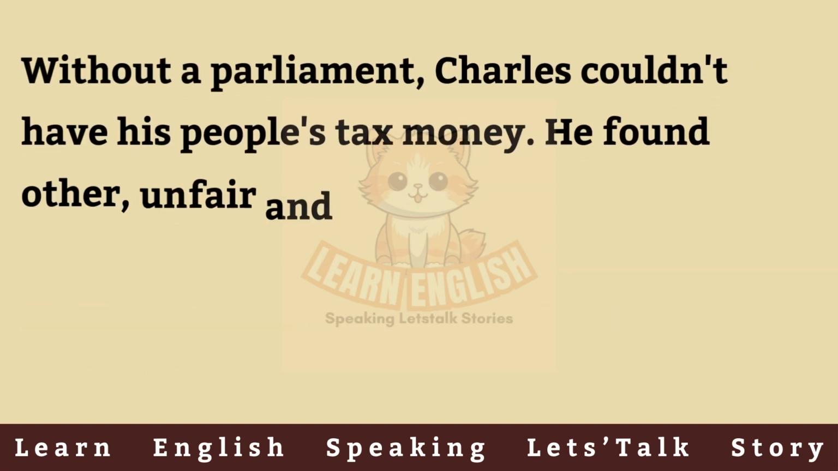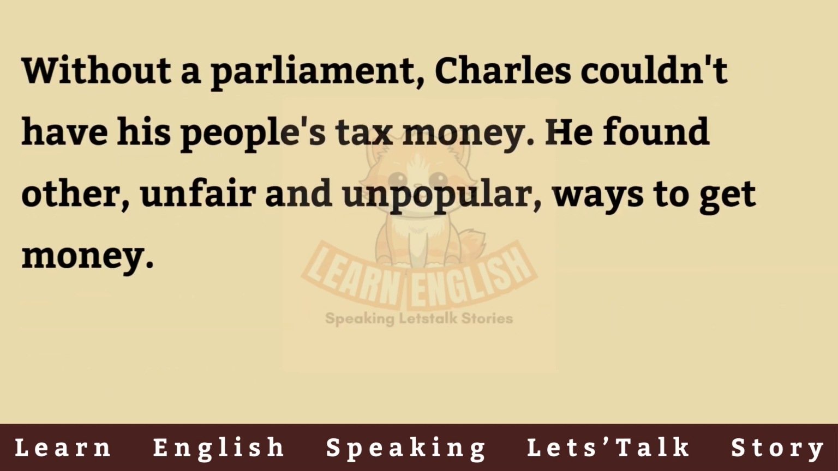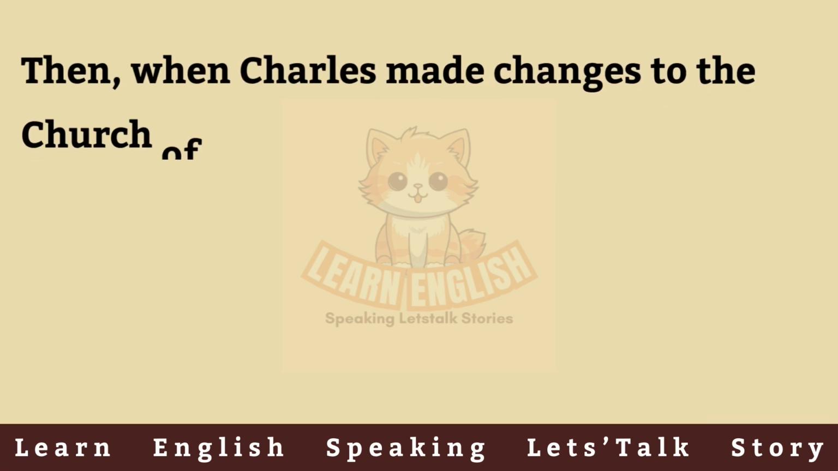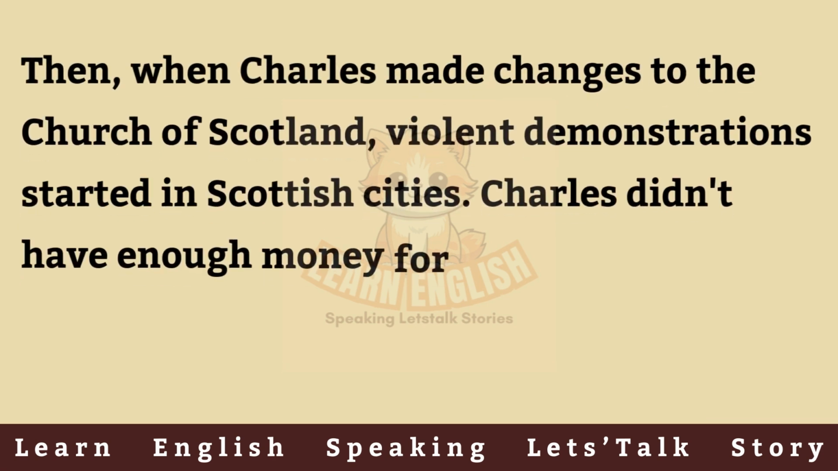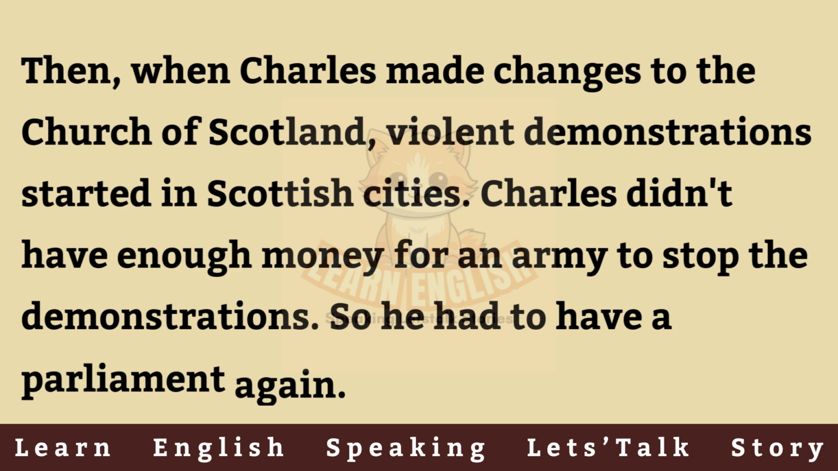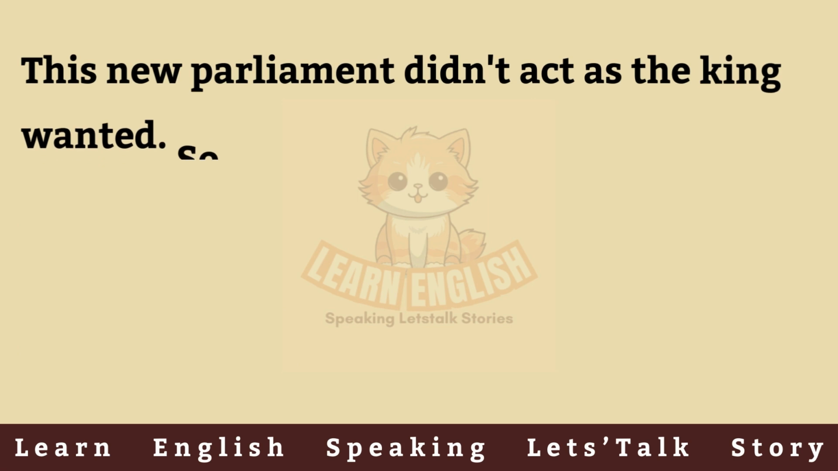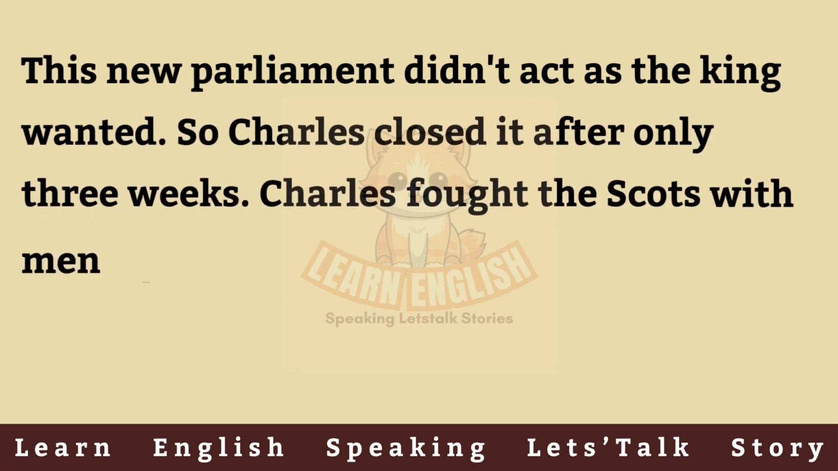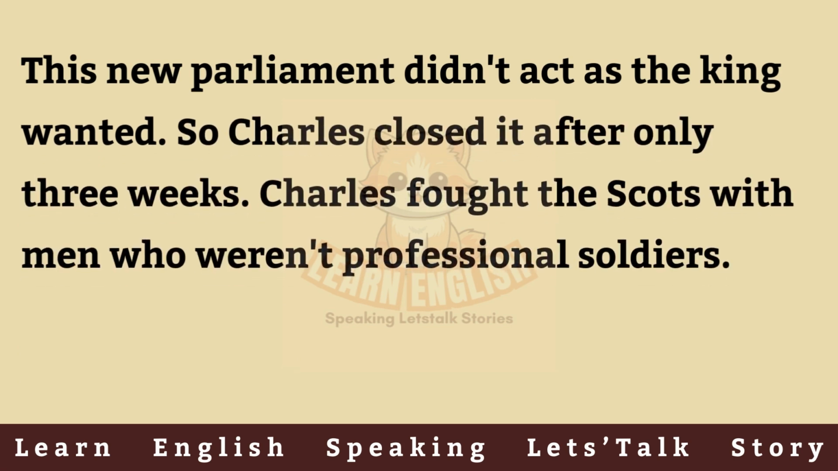Without a Parliament, Charles couldn't have his people's tax money. He found other unfair and unpopular ways to get money. Then when Charles made changes to the Church of Scotland, violent demonstrations started in Scottish cities. Charles didn't have enough money for any army to stop the demonstrations, so he had to have a parliament again. This new parliament didn't act as the king wanted, so Charles closed it after only 3 weeks.